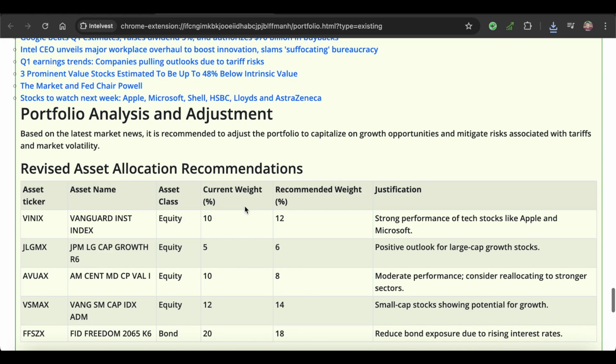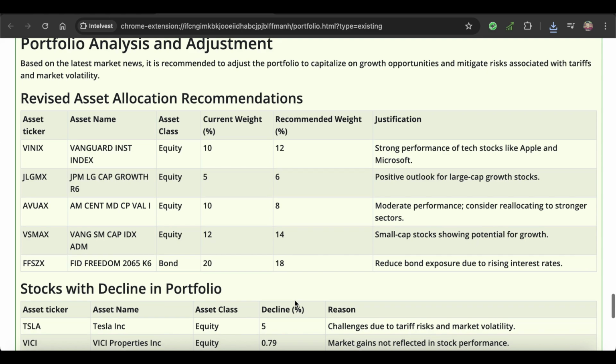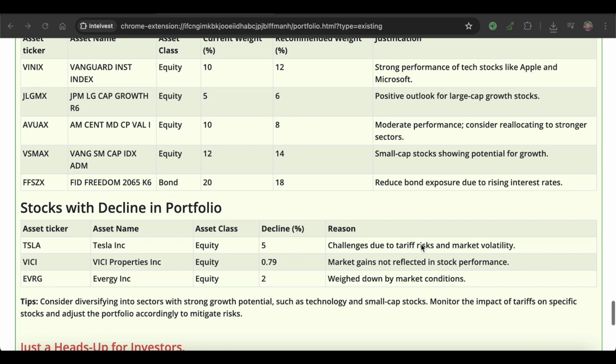You'll see a side-by-side comparison of your current portfolio weights versus the recommended adjustments, complete with justifications based on real-time market shifts. We also highlight any assets in your portfolio that have taken a hit due to recent news, helping you make informed decisions in real time.